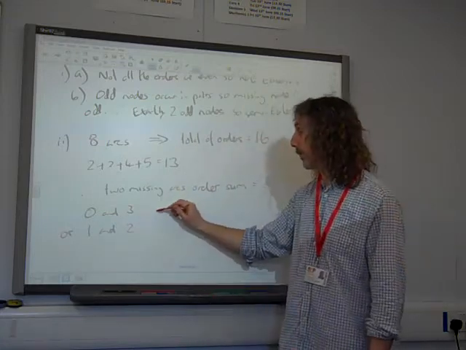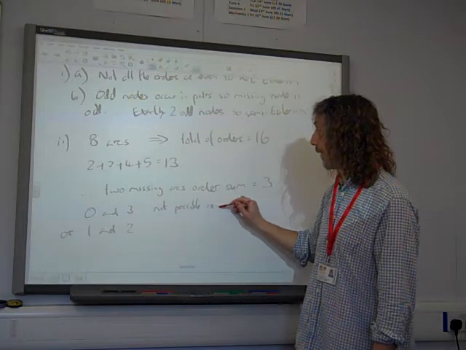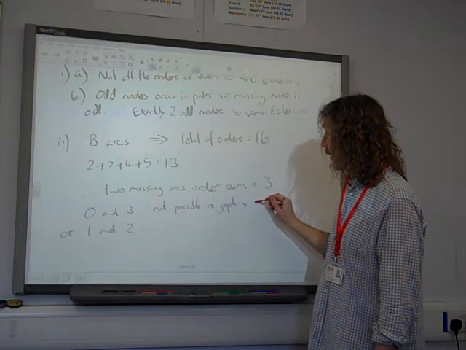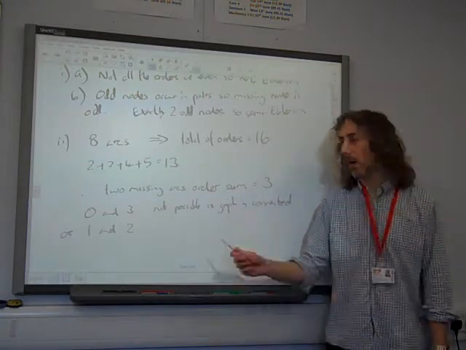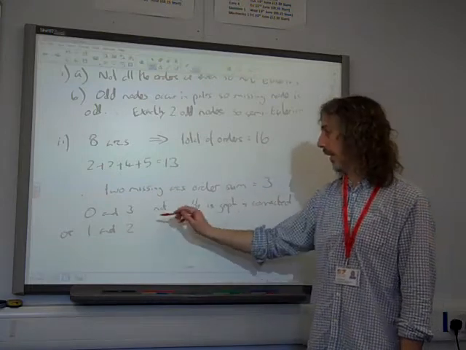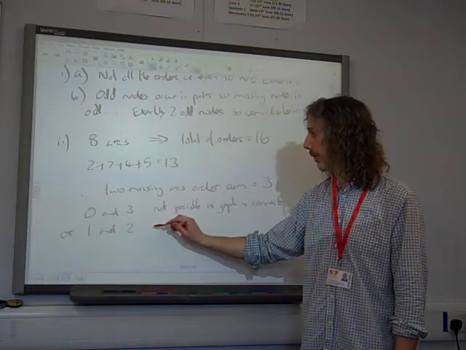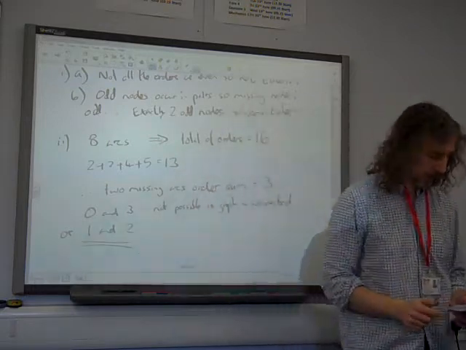So 0 and 3 isn't possible, as the graph is connected. And if the graph is connected, there can't be a vertex of order 0. So it must be 1 and 2. So the answer is 1 and 2.